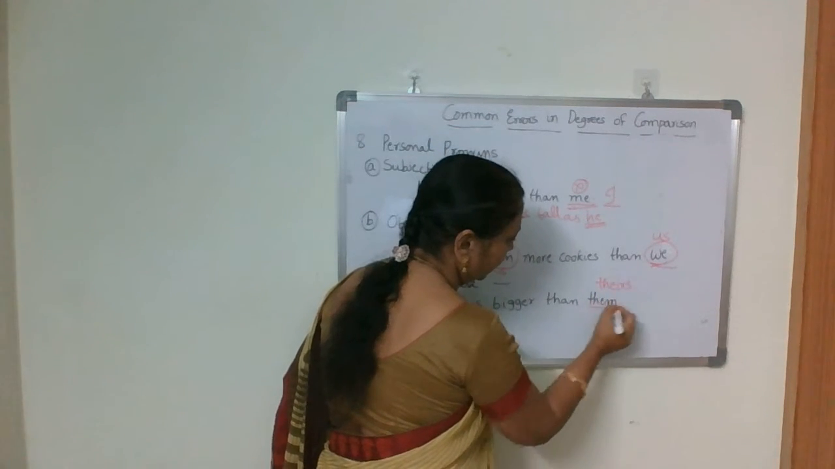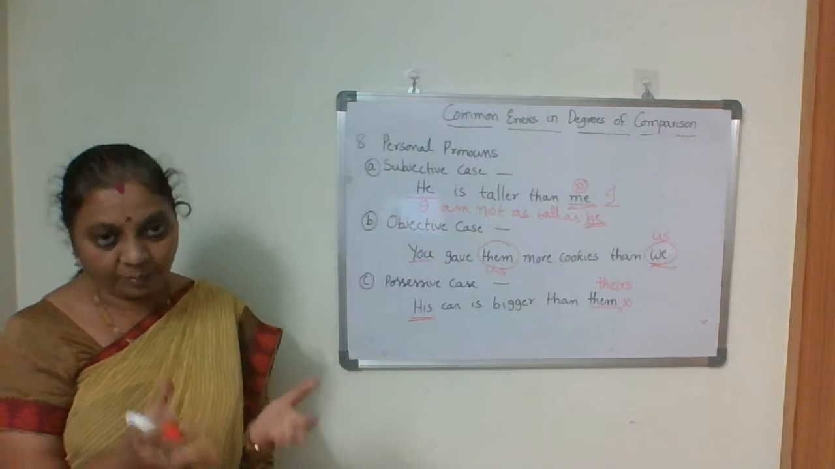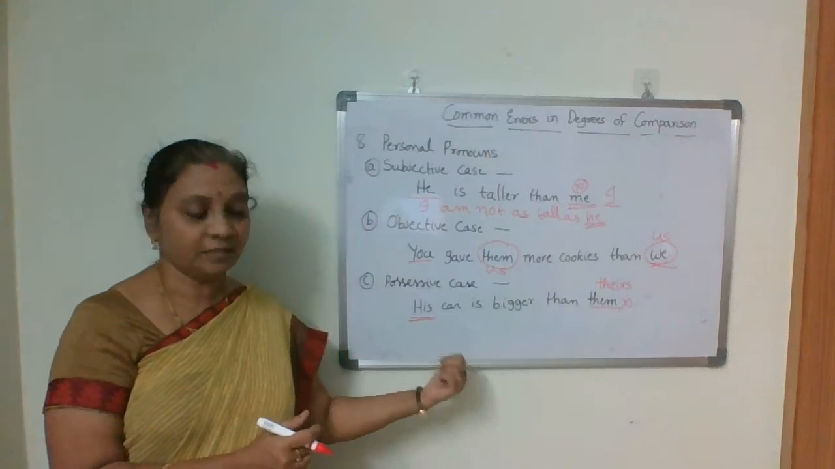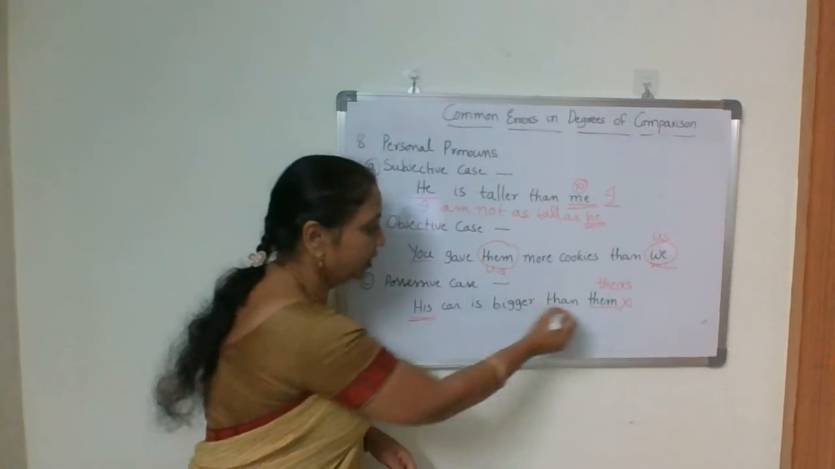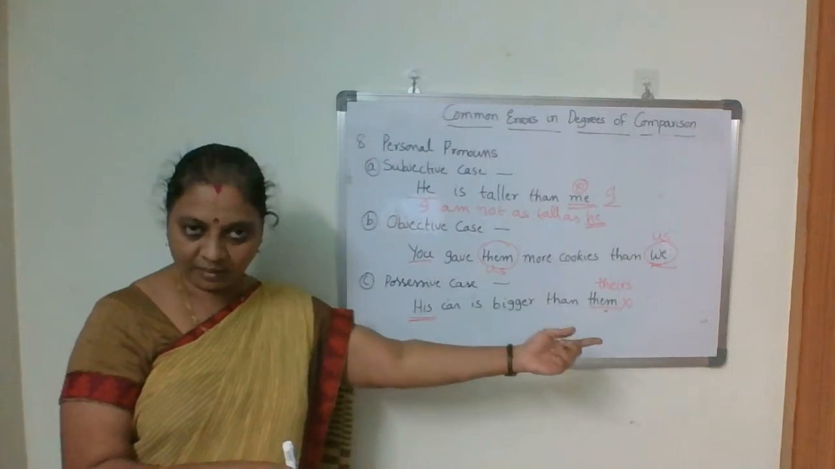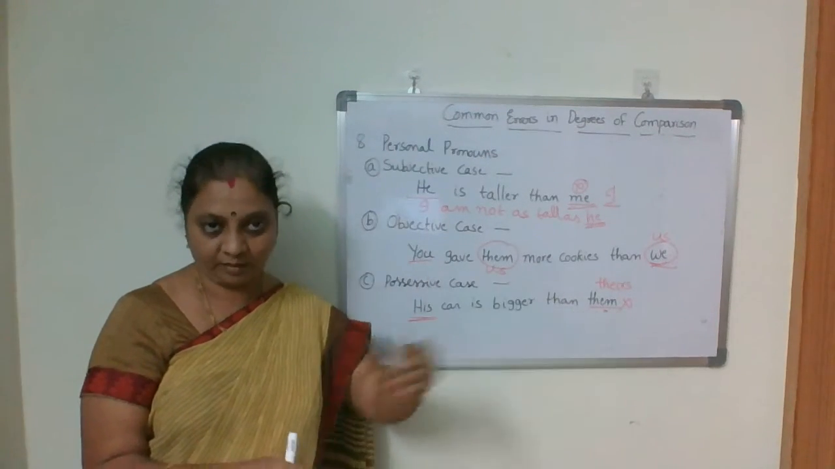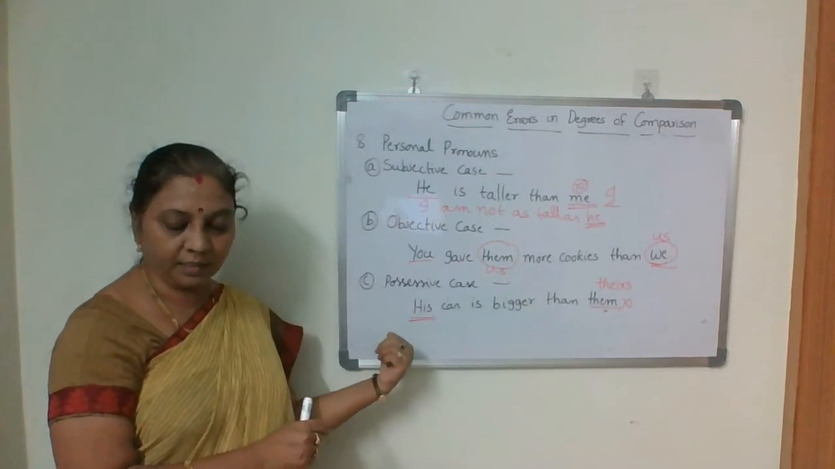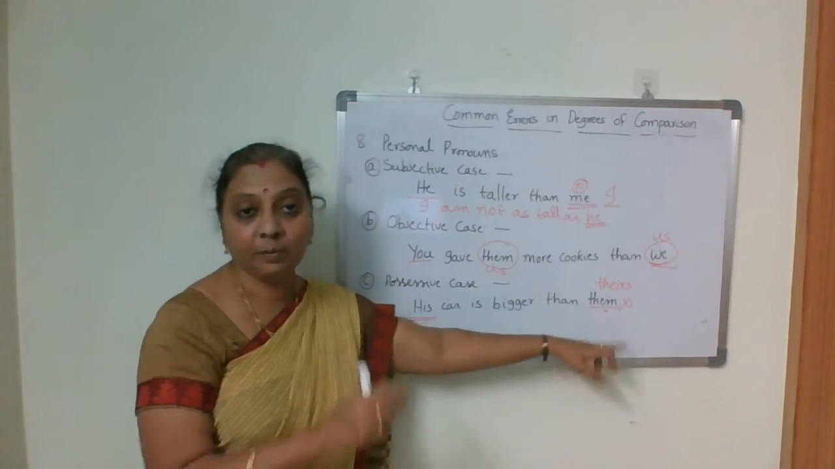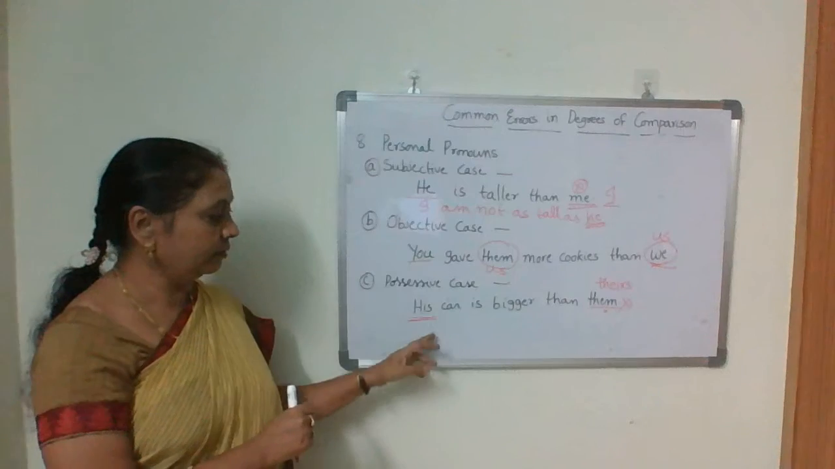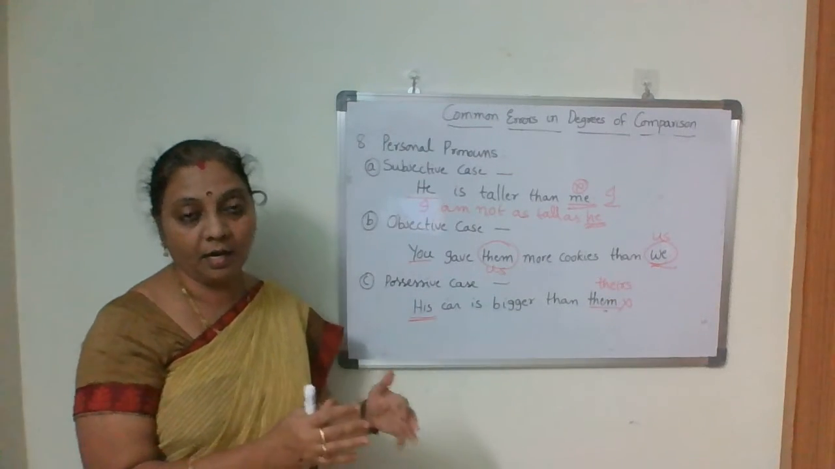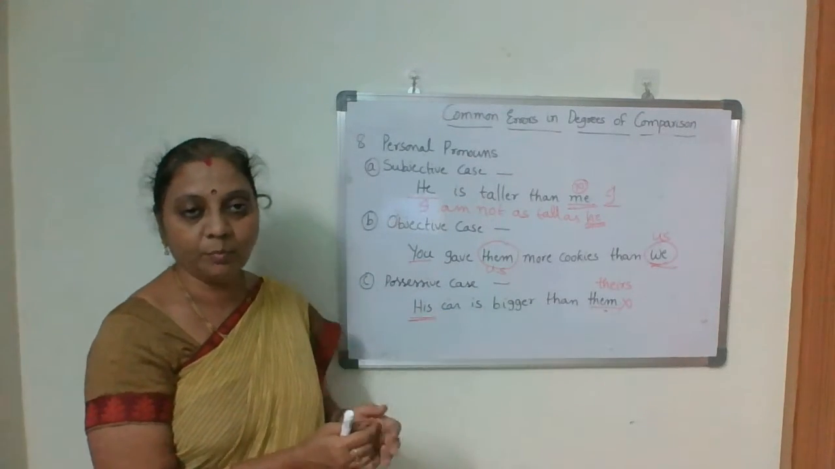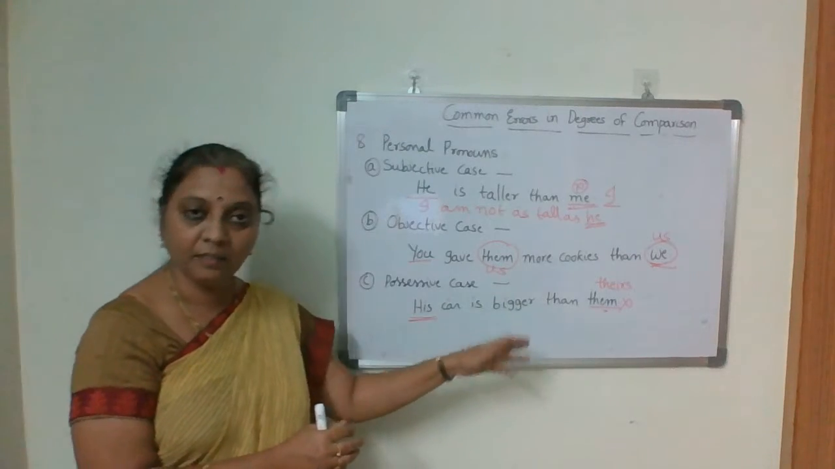If you write them, it is wrong, because you are comparing the car with another car, not the car with them, isn't it? That is the mistake. You are not comparing the car with them. This car with that car, or his car with their car. So the comparison must be between the possessive case in this sentence. At the end you have to write the possessive form of the pronoun. What is that? Theirs. His car is bigger than theirs. Their car actually, so instead of that we are using the possessive pronoun theirs.